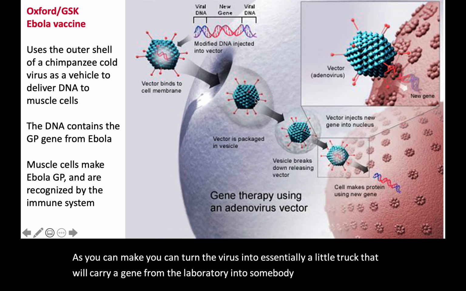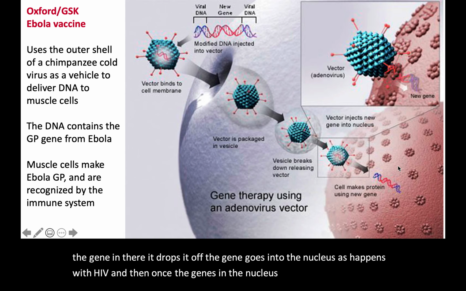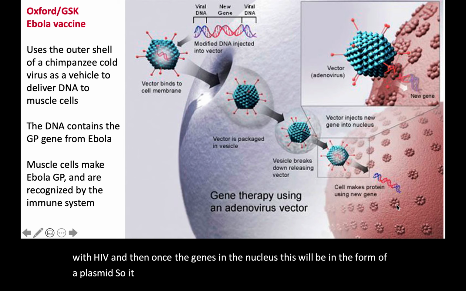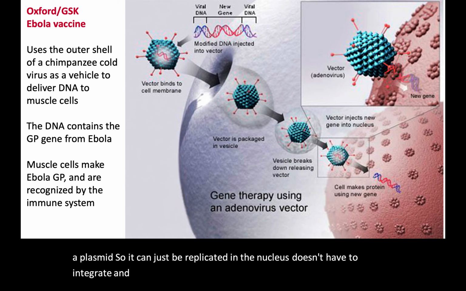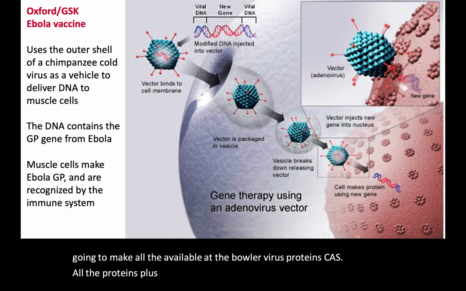And so it takes the gene in there, it drops it off, the gene goes into the nucleus, as happens with HIV. And then once the gene is in the nucleus, this will be in the form of a plasmid, so it can just be replicated in the nucleus, doesn't have to integrate, and it'll just start making Ebola virus proteins. Now, they're not going to make all the Ebola virus proteins, because all the proteins plus the genome equals Ebola virus, but they will make just the glycoprotein.